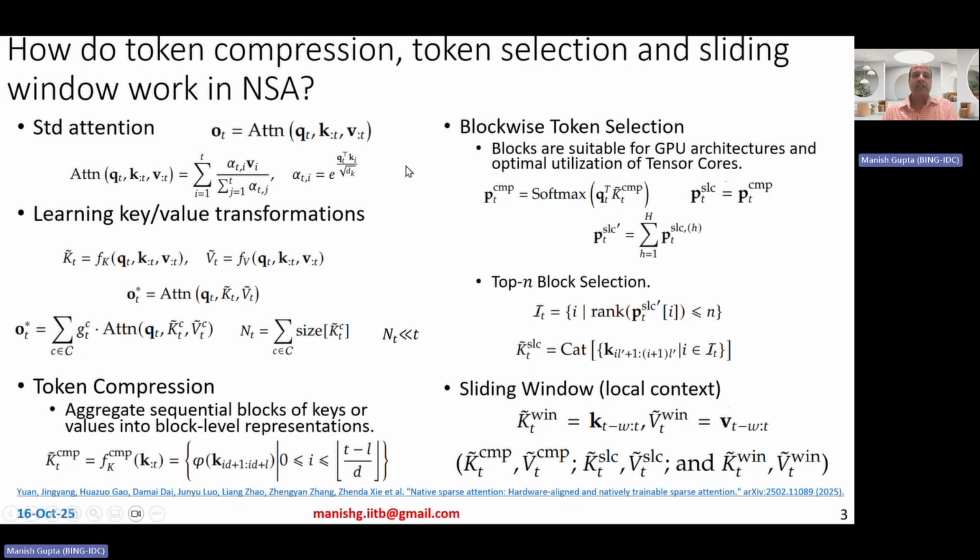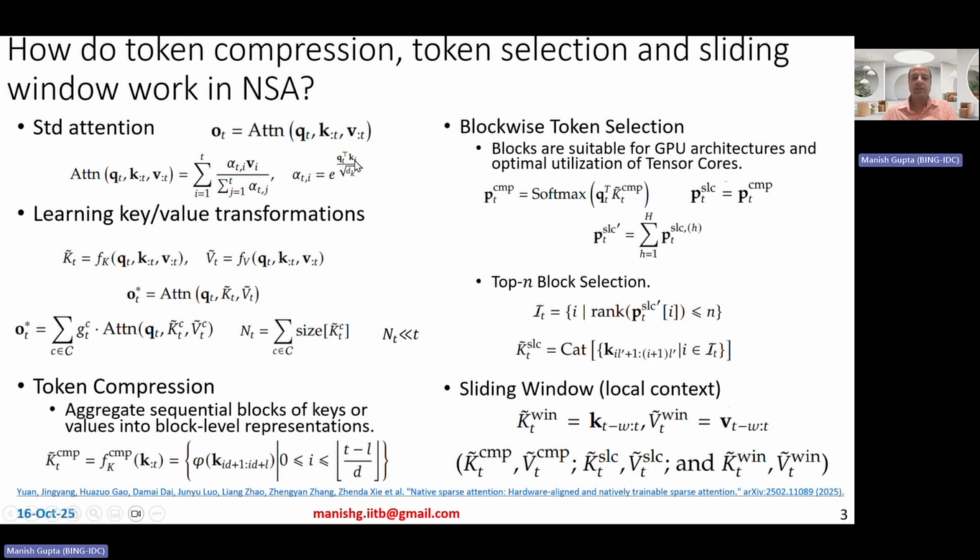Okay. So how do these three methods work? The token compression, token selection, and the sliding window methods. Before going into that, let's talk about the standard attention just to bring in the notations. Given a particular query at time t, you have all the keys and values before time t. This is slice notation in Python, so all the keys and value vectors before the current time t. You use that to compute the attention, where attention is computed using this.